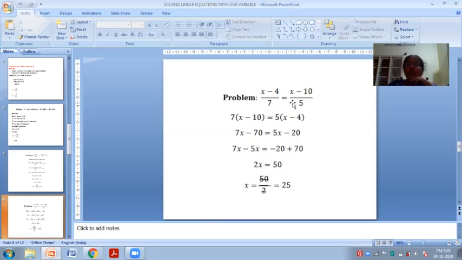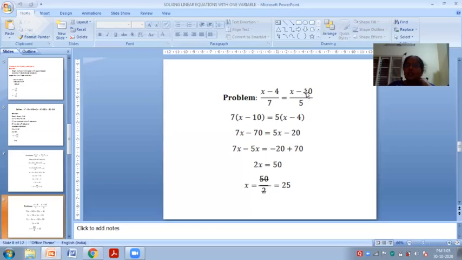See this problem here. On the LHS side, we find one fraction, and on the RHS side, we find another fraction. That's all. Solve x minus 4 divided by 7 equal to x minus 10 divided by 5. In such cases, the equation is equal, so this is the LHS side and this is the RHS side. No need to take the LCM. Directly take the cross multiplication. This is multiplied with this and this is multiplied with this.